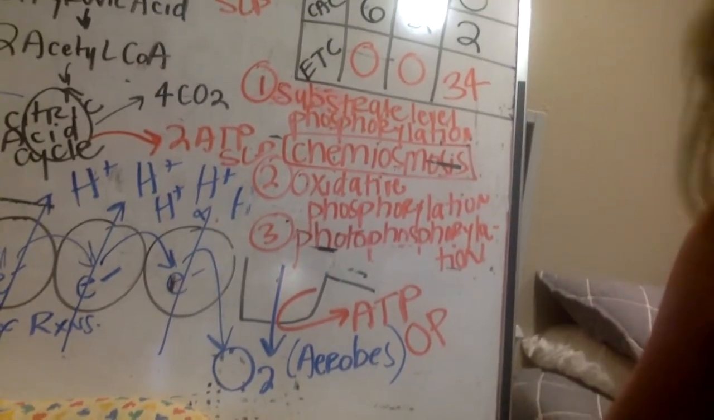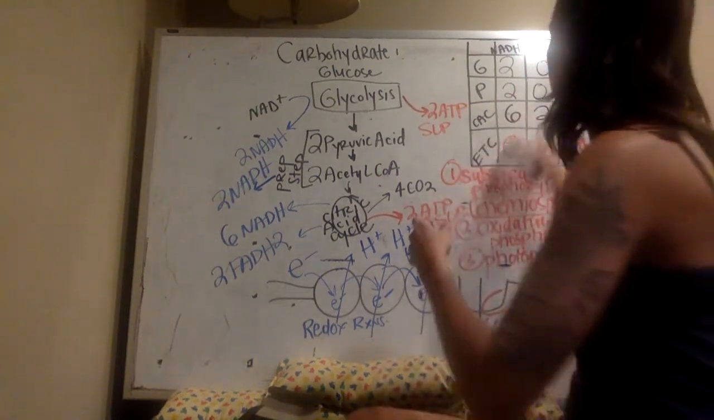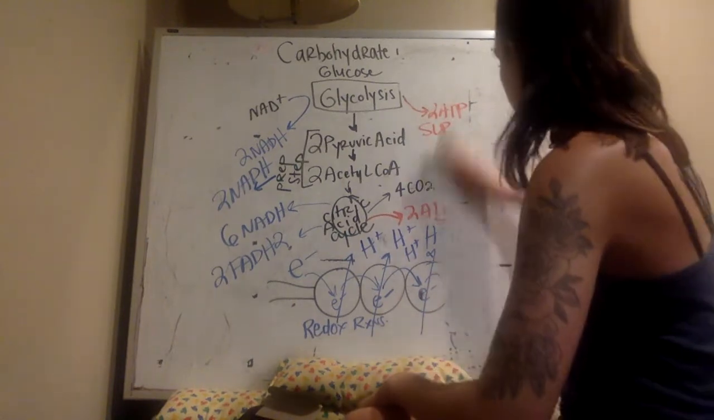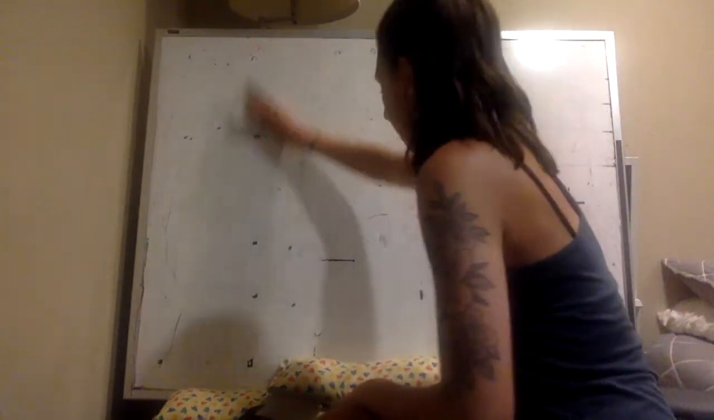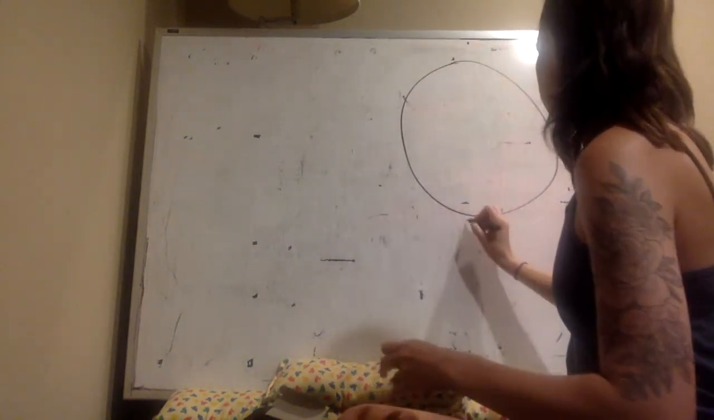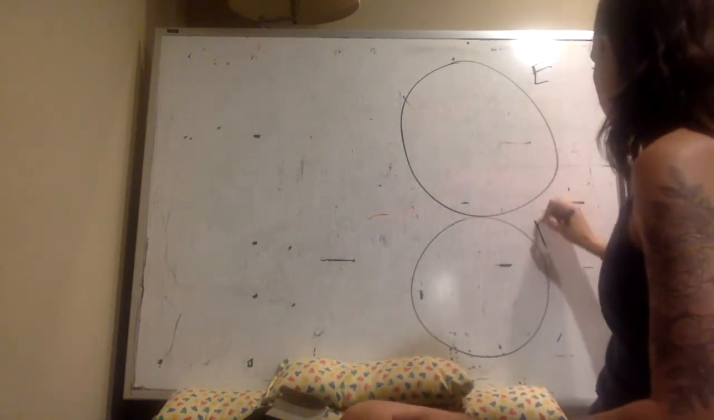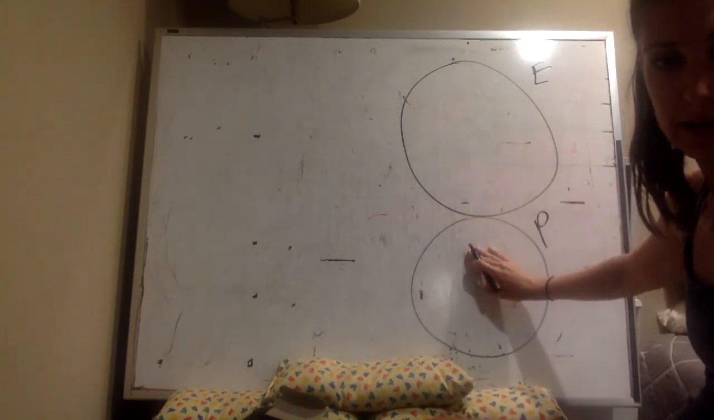Alrighty, so the next thing we're going to talk about is where these occur in the cell. So I need to erase our board to do that. Alrighty. This is my eukaryotic cell. This is my prokaryotic cell.